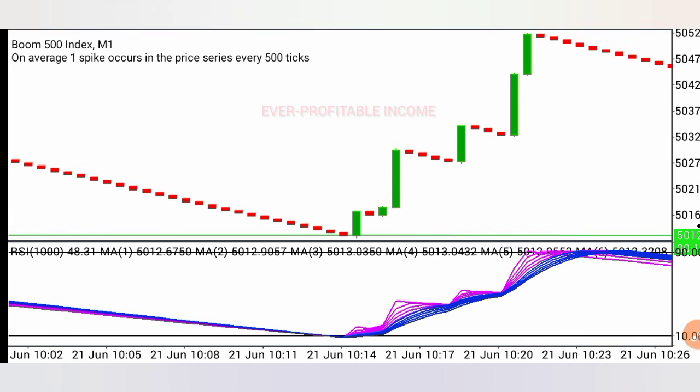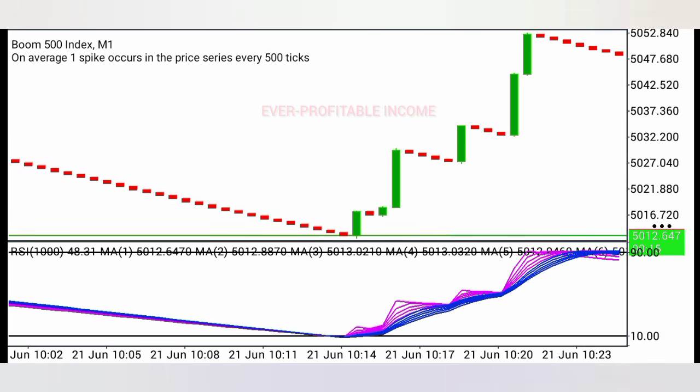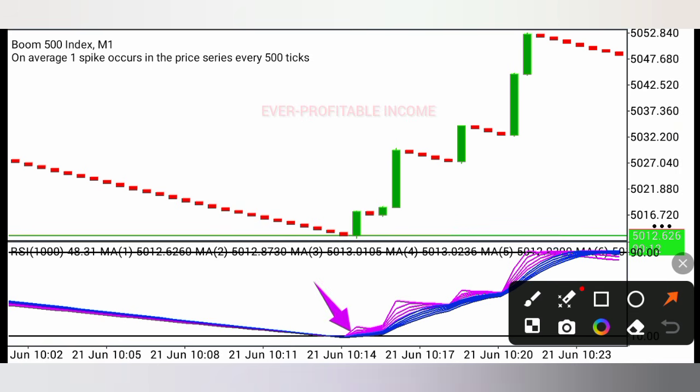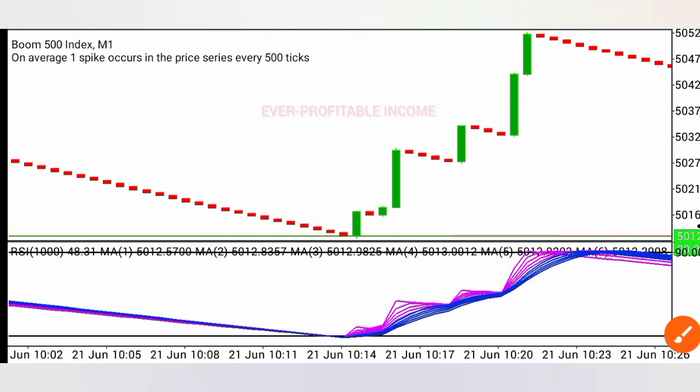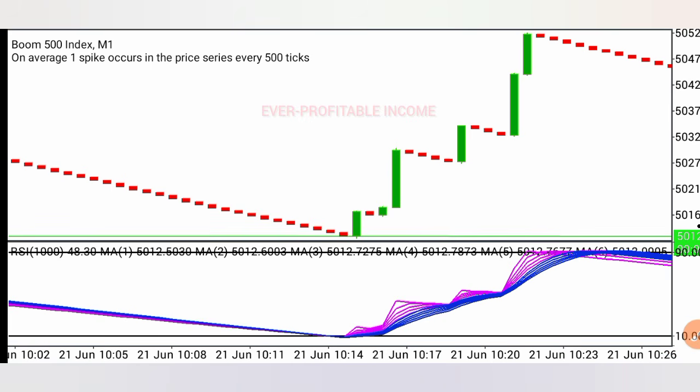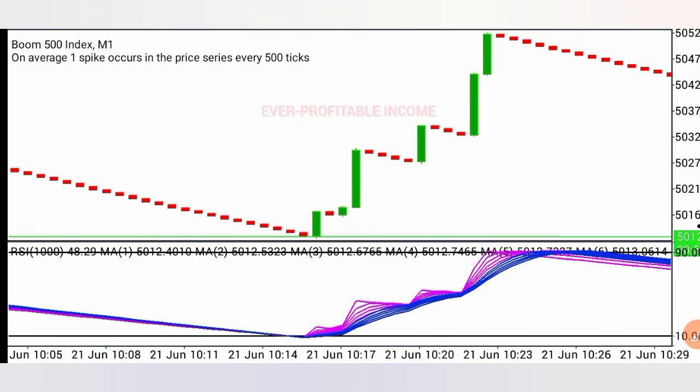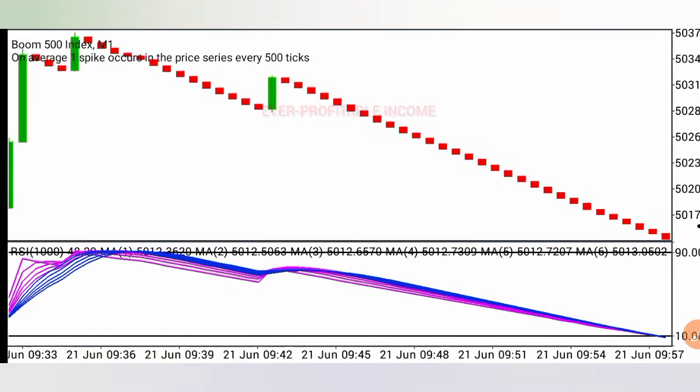But if you do it when the overall trend is bullish, immediately it hits level 10 here, it's going to start spiking. So ensure you use it when the overall trend is bullish. If you use it when the overall trend is bearish, you are likely going to wait for a long time and probably run into some losses before you get one spike. But if you use it when the higher time frame is bullish, you are going to catch a lot of spikes. Now let's check out crash.